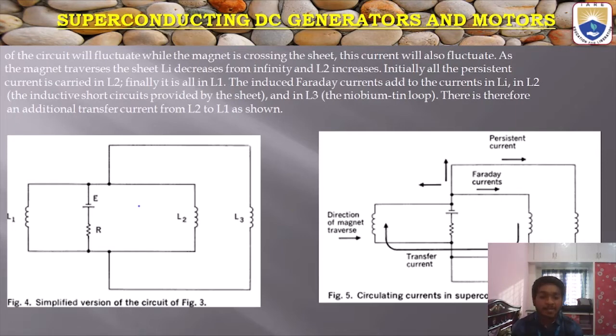In figure 5, circulating currents in the superconducting circuit. The direction of the magnet is reversed, transferring current starting from L1. It's from L2 to L1. The persistent current is from the cell to L3. Faraday currents are from the cell to L2 to L1. Direction of magnet traverse.